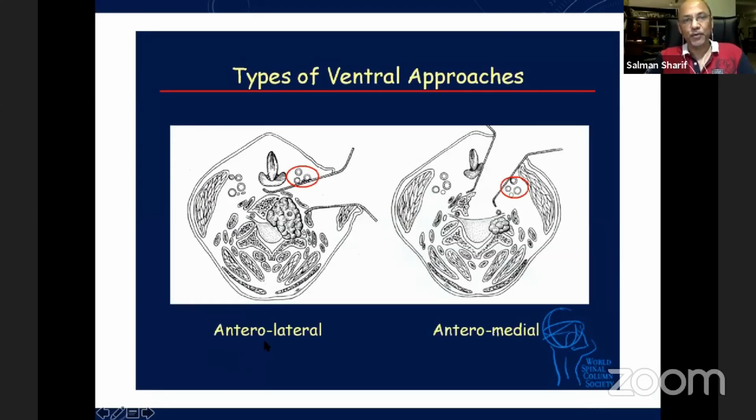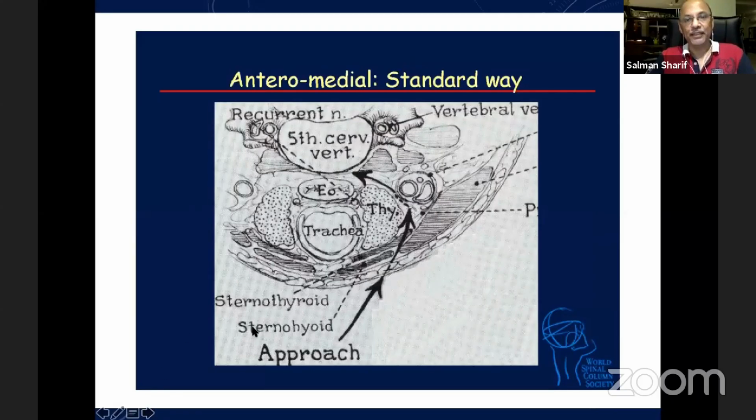The types of ventral approaches are various, but the two most common approaches that we can take are either ventral and the other one is anterolateral. So basically, one is coming behind the carotid artery, whereas the other one comes in front of the carotid artery. This is the most common approach that we use for our routine cases. So this is the approach we take.